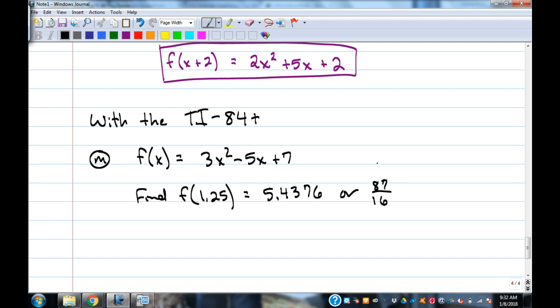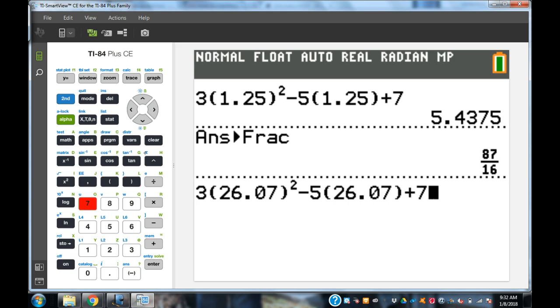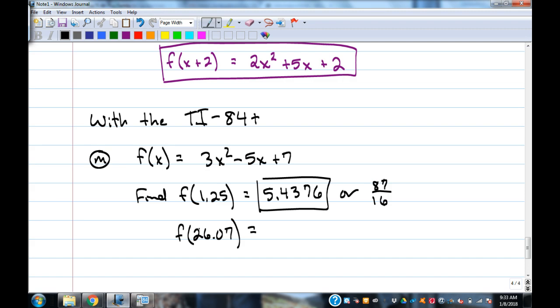There are times you do, there are times you don't. Being able to get either of those forms is important. If I ask you to find f of 26.07, that's a fun one. It's taking the same idea, 3 parentheses 26.07 squared minus 5 parentheses 26.07 plus 7. 1915.5847.